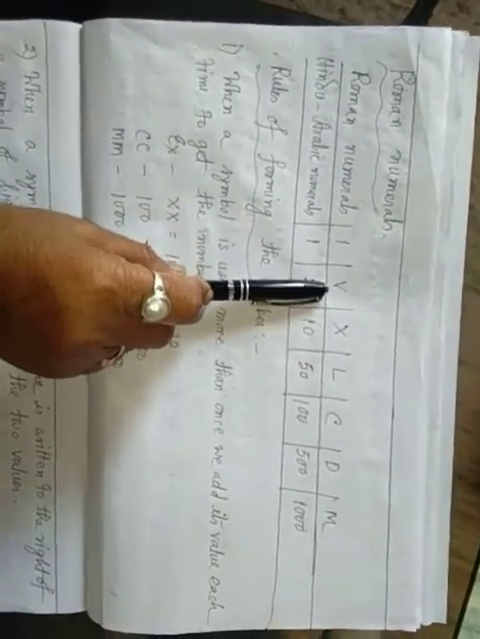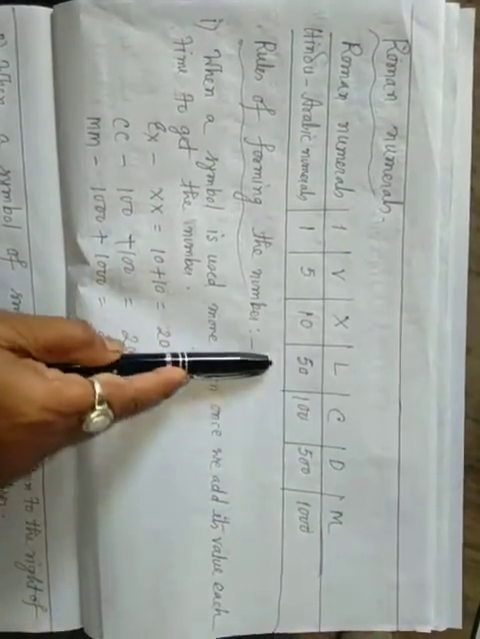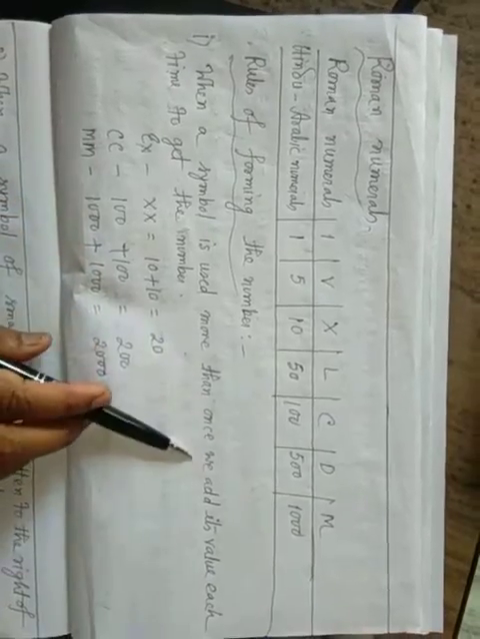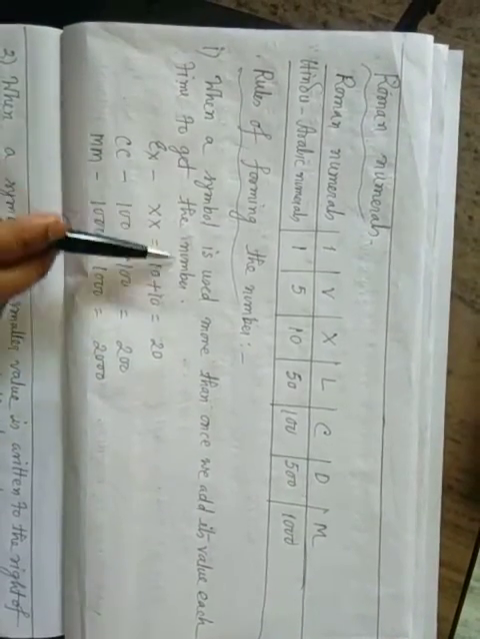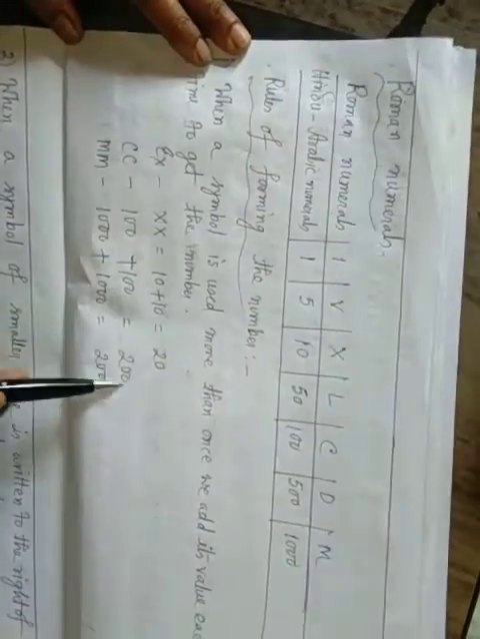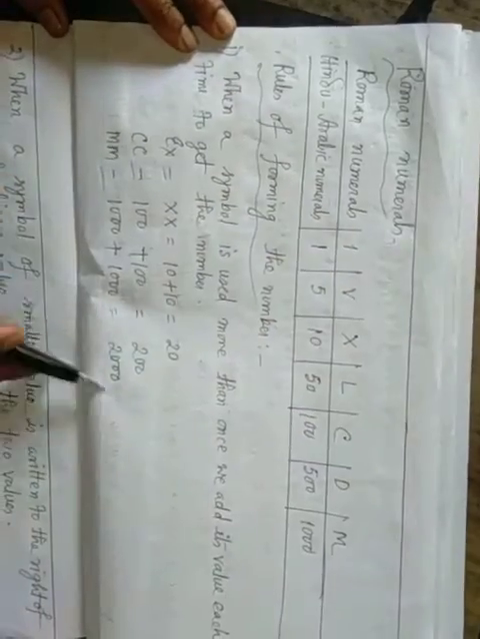Okay, and now I start exercise 1E. Roman numerals: I, V, X, L, C, D, M. Hindu-Arabic numerals: I is 1, V means 5, X means 10, L means 50, C 100, D 500, M 1000. Rules of forming the numbers. When a symbol is used more than once, we add its value each time. XX means 10 plus 10, 20. CC is 100 plus 100, 200. MM is 1000 plus 1000, 2000.